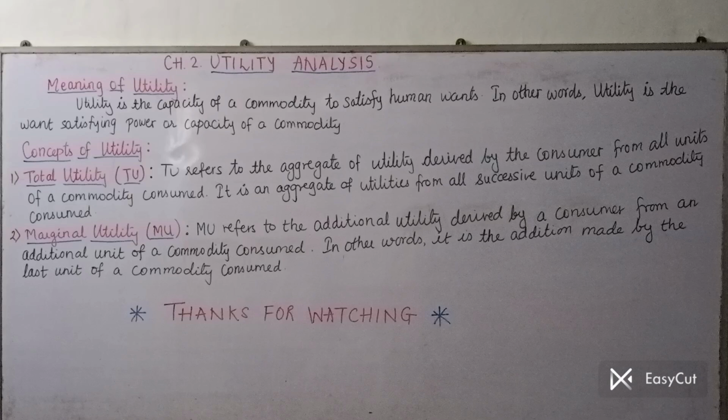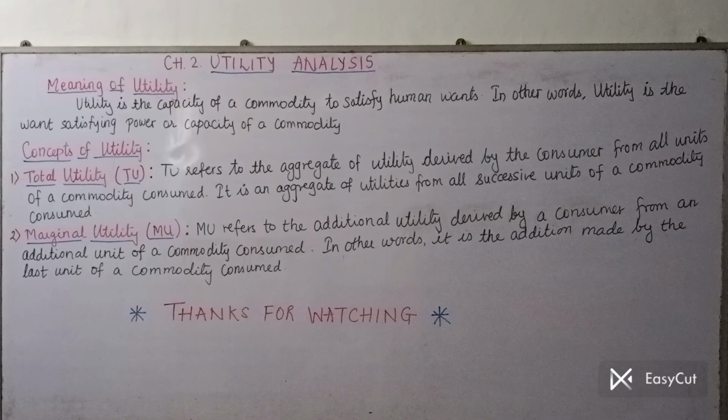Let us write it in economics words. TU refers to the aggregate of utility, that means total of utility, derived by the consumer from all the units of a commodity consumed. Supposing you consume all the mangoes, then the sum total of utility is called TU, total utility. I repeat the meaning, please be attentive. TU refers to the aggregate of utility derived by the consumer from all the units of a commodity consumed. It is an aggregate of utilities from all successive units of a commodity consumed.